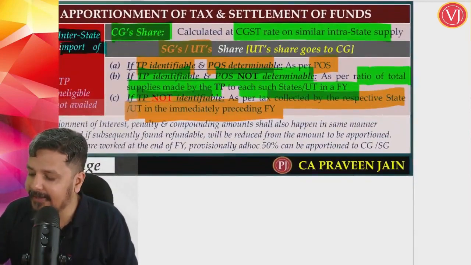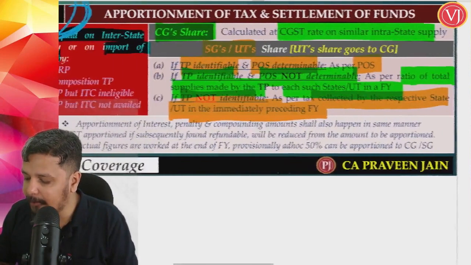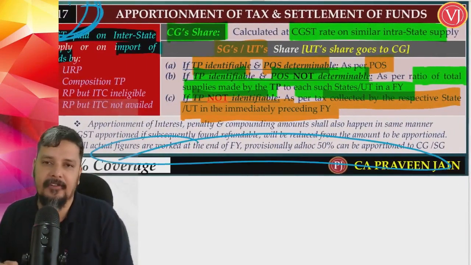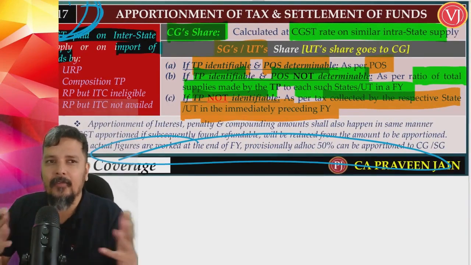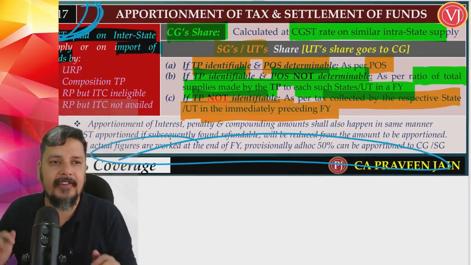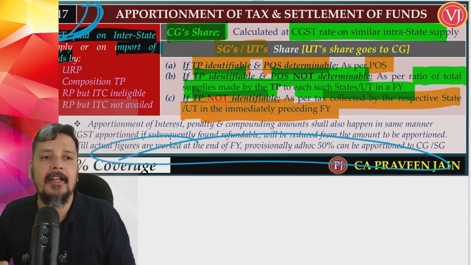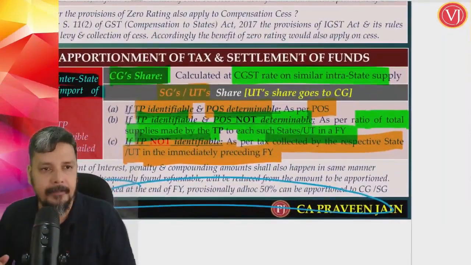And if at all that needs to be determined, for the time being, they will be giving an ad hoc amount of 50%. Till they know very clearly, they will give 50%. But final settlement will happen in what way? Final settlement will happen in this step.